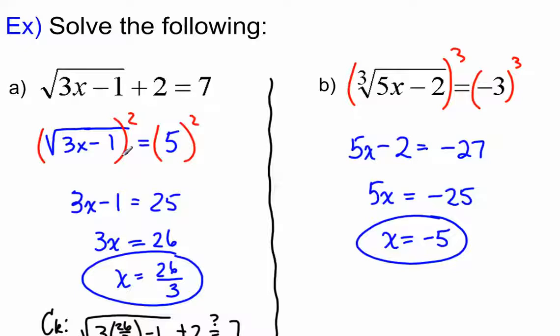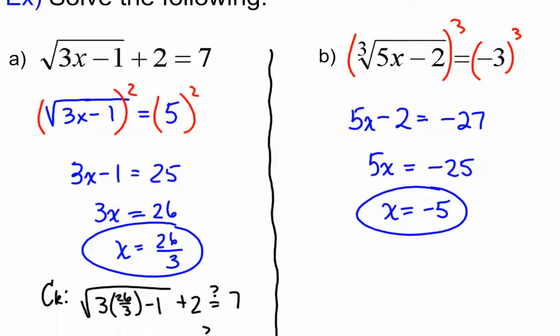Since this is a square root, that means I need to square both sides. Squaring undoes or cancels that radical symbol, so we're left just with what's underneath, the 3x minus 1. On the right-hand side, we square as normal and get a 25. Then it's just a matter of simply solving the linear equation by adding the 1 and then dividing, and we get 26 over 3.